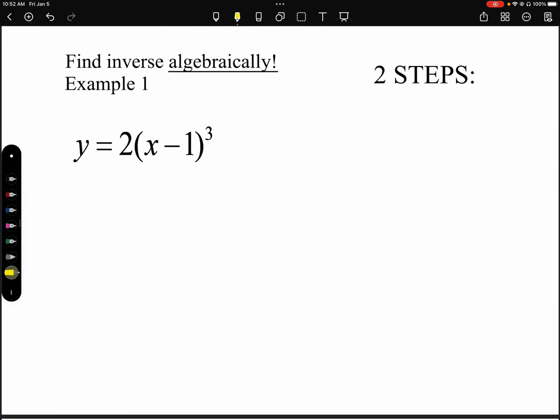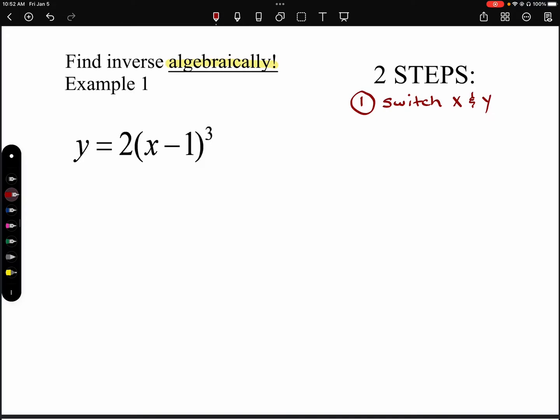This one says find the inverse algebraically. So that's what we're focusing on here. Now you can always go back and check it using the method we did yesterday, but there are two steps to make this work, and they're pretty easy. So the very first step, if we're going to do this algebraically, is we are going to switch x and y. We're going to literally switch x and y in our equation.